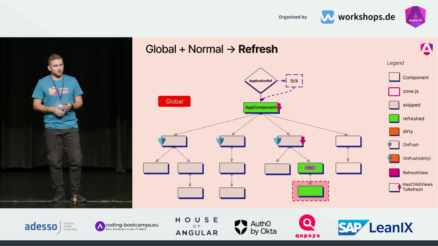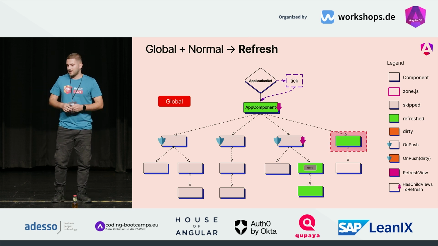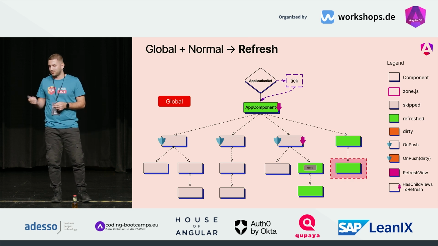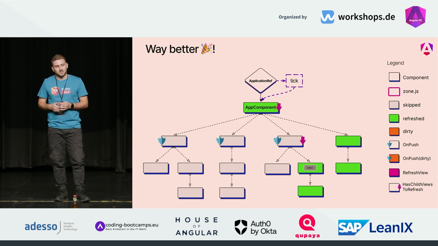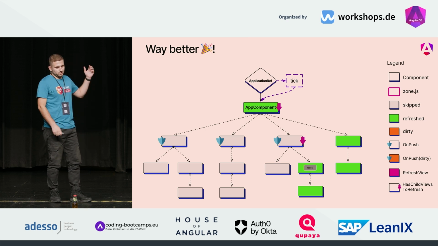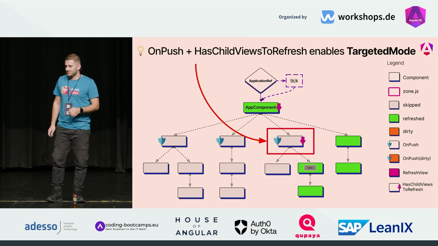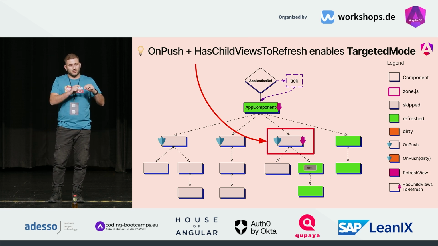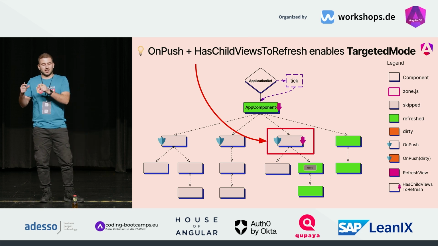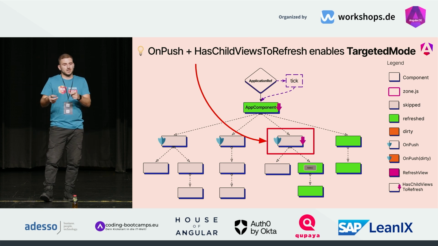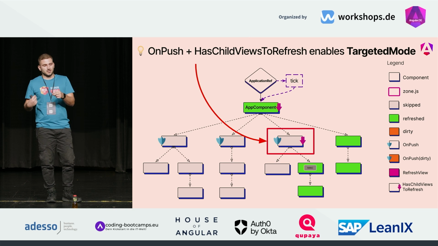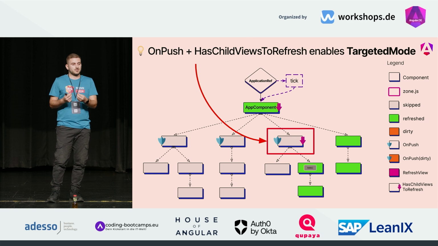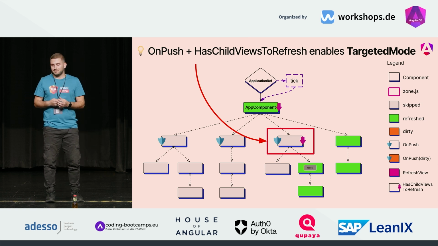So we are in global mode, normal change detection, refresh. Go to the last branch, normal change detection, global mode, refresh, refresh again. And I think before we had to refresh a lot more, so this looks way better. But don't forget, the only thing that triggers it is if we have OnPush components that have child views to refresh. That means we'll have to use a signal in the template on the tree, but also have one of the ancestors or the component itself as OnPush. So these new rules get applied.